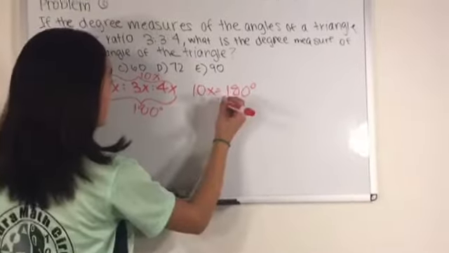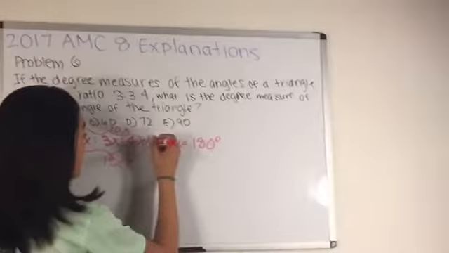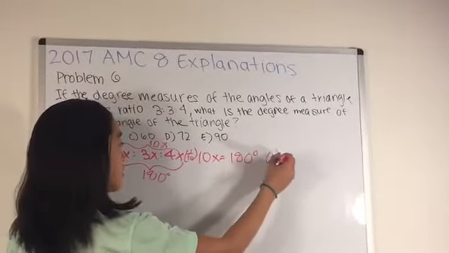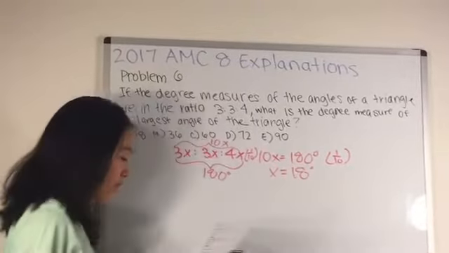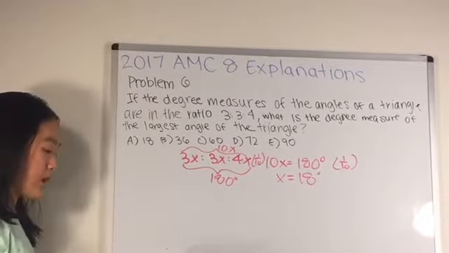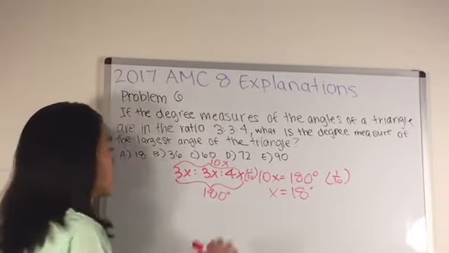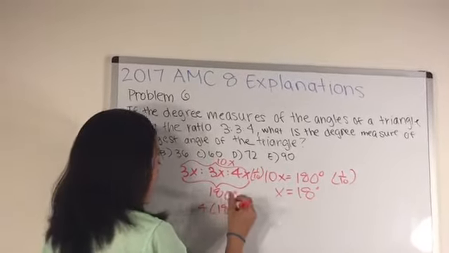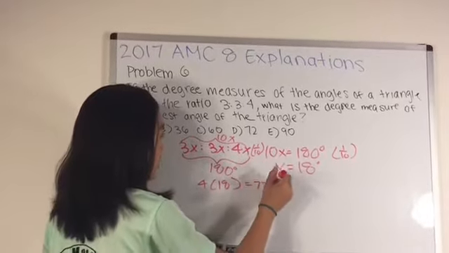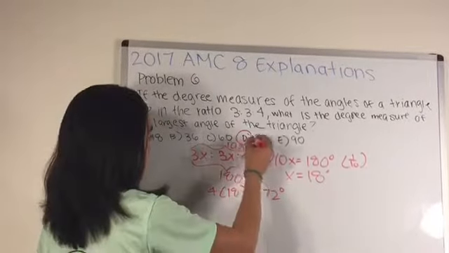And that means x, if you solve it, equals 18 degrees. Now, we're trying to find the largest angle of the triangle, which is 4x. So we do 4 times 18, and 4 times 18 equals 72 degrees. So our answer is D, 72.